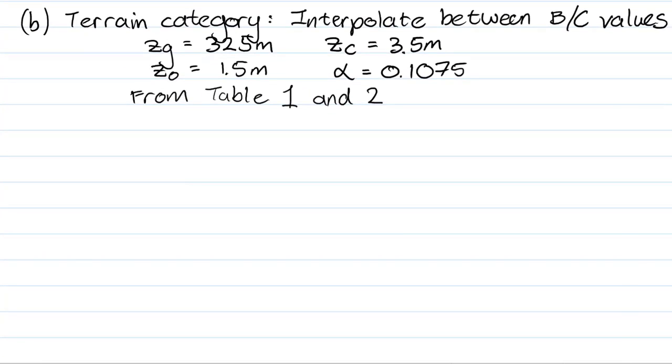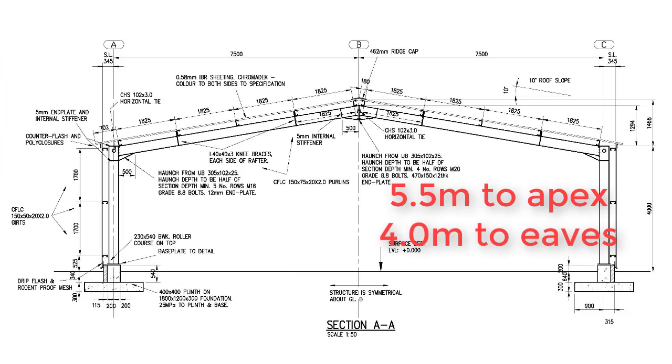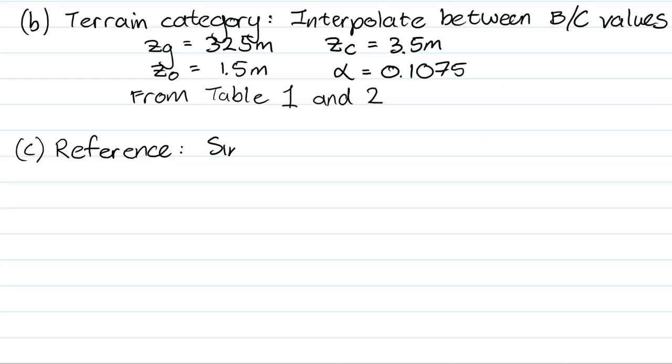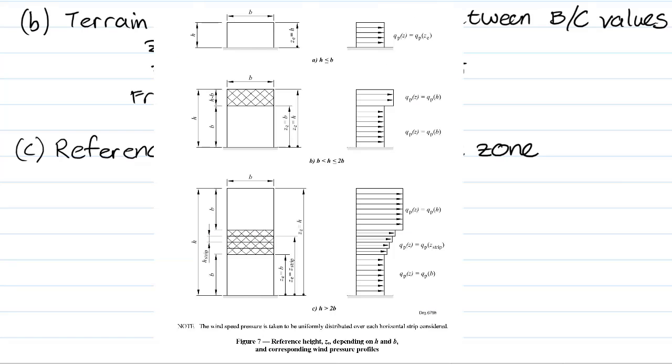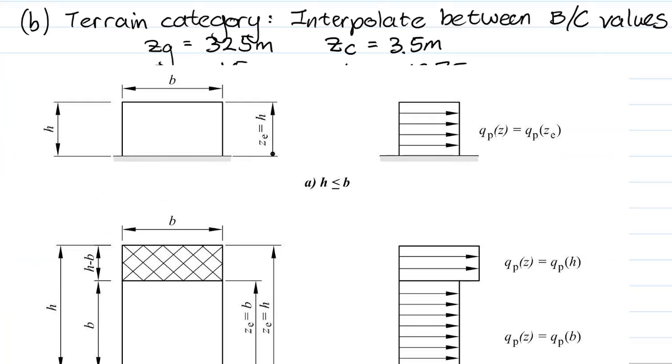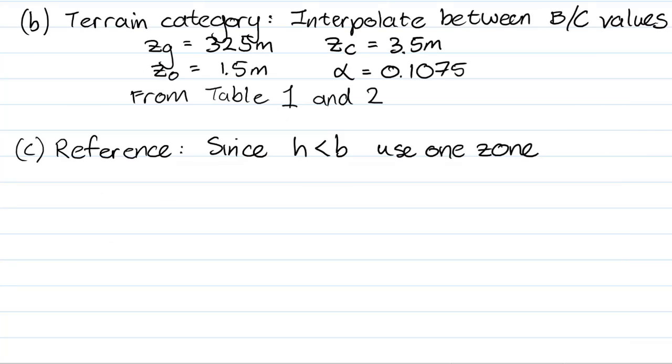Once we have that information, now we need the reference height of our structure. So this will be at what height do we calculate the wind pressure for designing it. And we need two different heights. Firstly, since the height of our building is less than the breadth, we're going to use one zone. We don't need to have multiple zones up the side, as you can see shown here. For higher, taller, thinner structures, you can apply multiple pressures all along the side, but here we're just going to use a single pressure along the side, which makes our lives a lot easier.